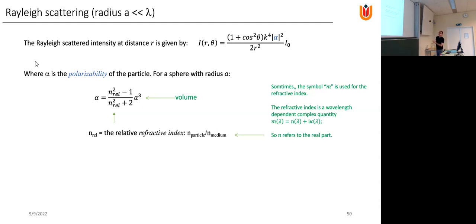Alpha, the factor of alpha, is the polarizability of the particle, which is determined by the refractive index of the particle, like stated there. And then the volume is in there for the polarizability, the radius to the 3rd.